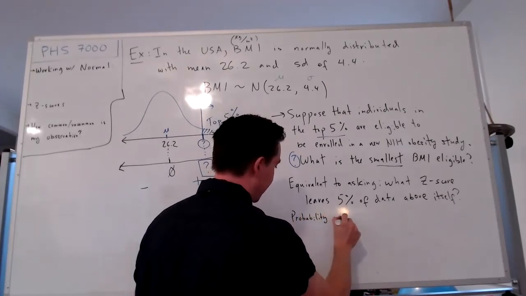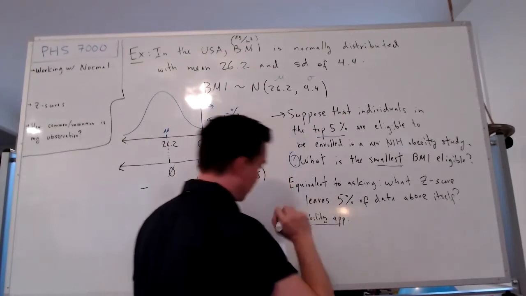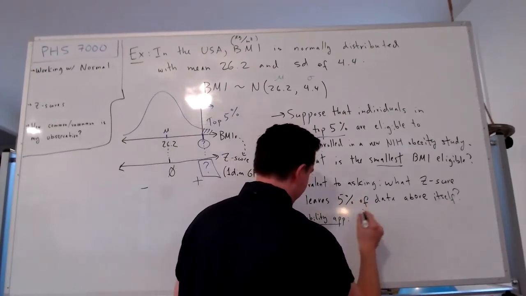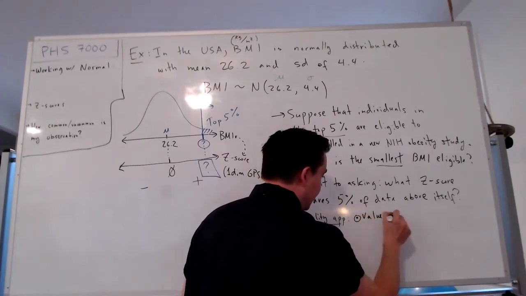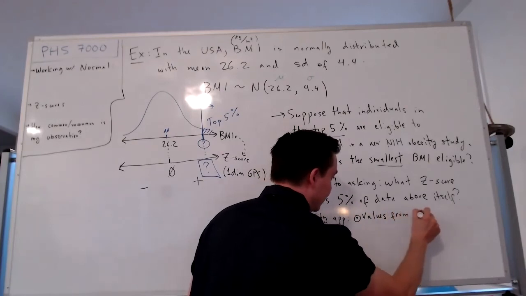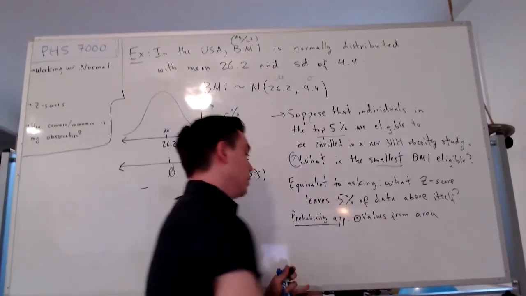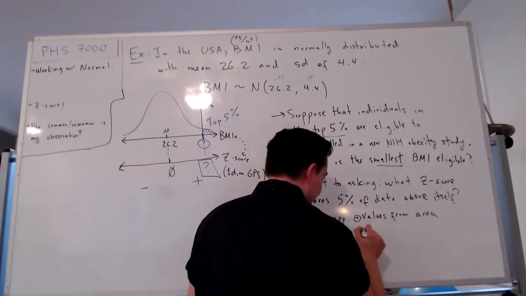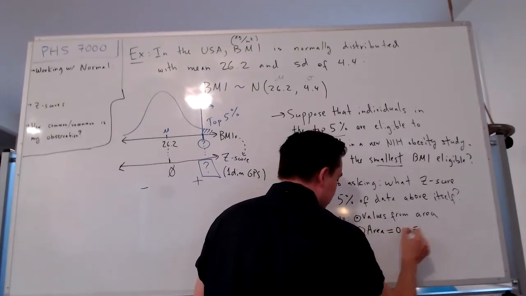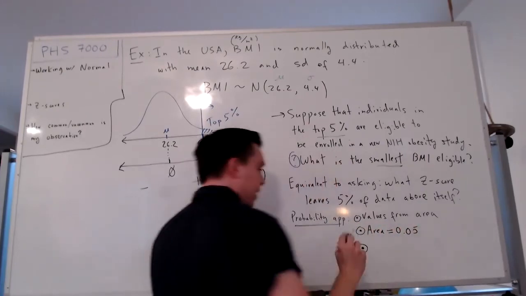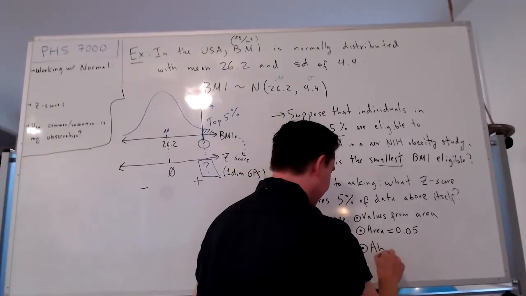And you guys are going to get a chance, either to play around with it before the activity, or we'll play around during the activity with the probability app. Going to select values from an area. That's not the default. We're going to select area equals 0.05, and we're going to make sure that we have above selected.